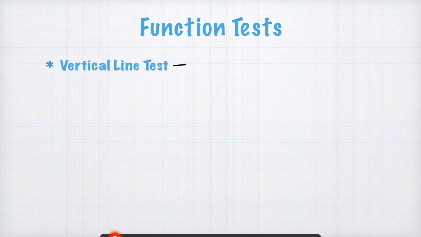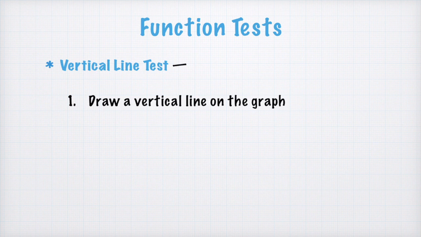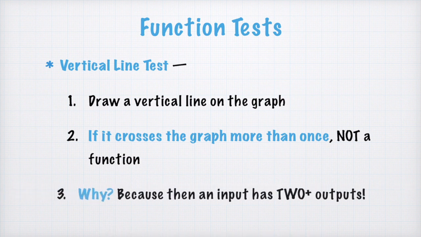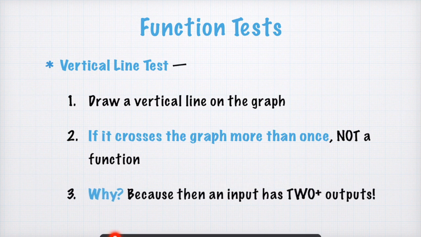Another one is our vertical line test, and that's basically where you draw a straight vertical line down a graph. If it crosses the graph more than once, anywhere, with any vertical line that you draw, it is not a function. Why? Because that means that this input, that specific x value, has multiple outputs, and we can't have that happen.